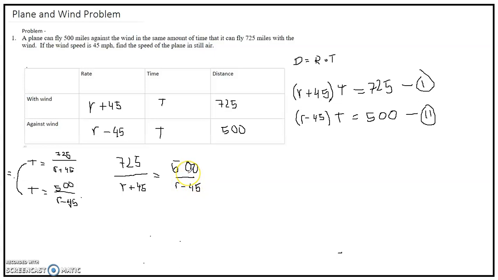Alright, now the goal is to find r, or solve this expression for r. What we can do is multiply 725 and r minus 45, and r plus 45 and 500, which would give us 725 times r minus 45 equals 500 times r plus 45. We're just cross multiplying at this point.